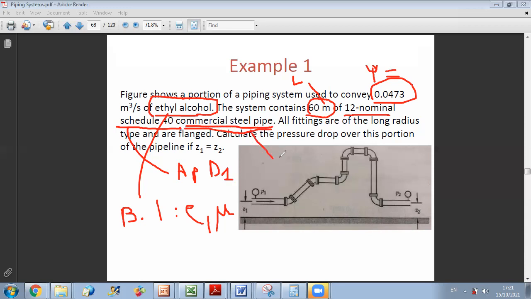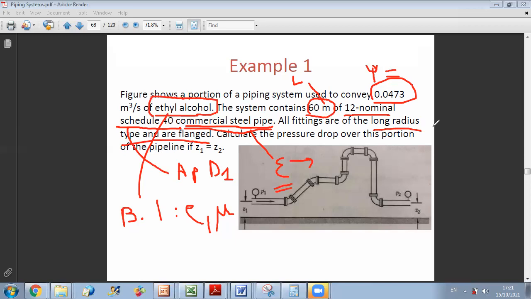Roughness. Roughness, very good. So now we will collect all of these values. All fittings are of the long radius type and are flanged. Why do you think they gave us this information?